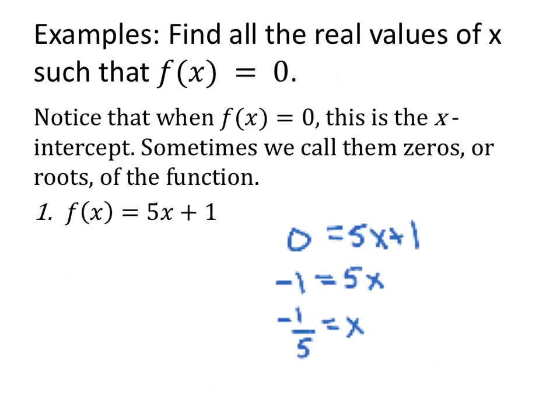Alright, here's a take back to section 1.3. Find all the real values of x such that f of x equals 0. This is a fancy way of saying find the x-intercepts. Let y be 0, let f of x be 0 because y equals f of x, and solve. Replacing f of x with 0 in this equation, 0 equals 5x plus 1. Subtract the 1, divide by 5, and we have our real value of x such that f of x equals 0.